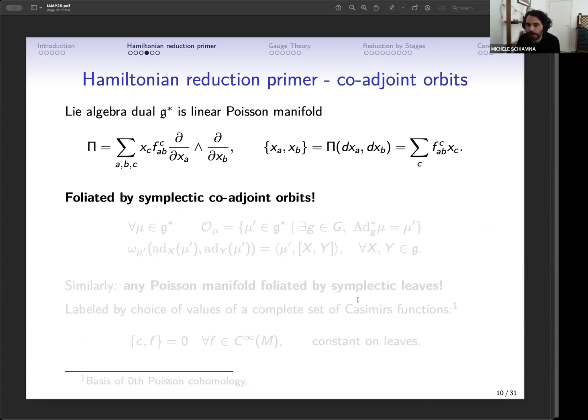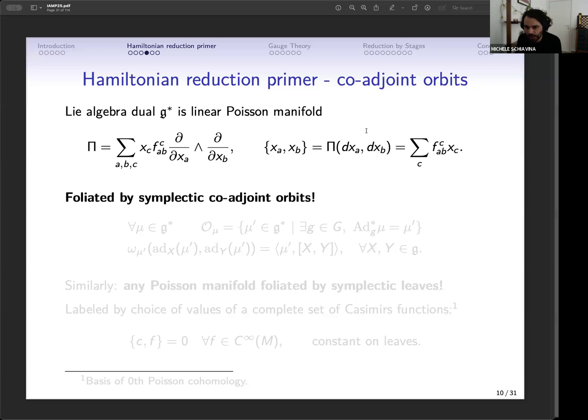Another element that I'm going to need is the following observation, which is that if you take the algebra, you can take its dual, and this is a linear Poisson manifold where I can write down the Poisson bivector in the following way explicitly, where F, A, B, C are the structure constants of the Lie algebra. XC is the coordinate on the dual of the Lie algebra. This tells me that the Poisson bivector is linear. Another way of saying this is that on coordinate functions, I get this Poisson bracket, which is obtained from the Poisson bivector in the following way.